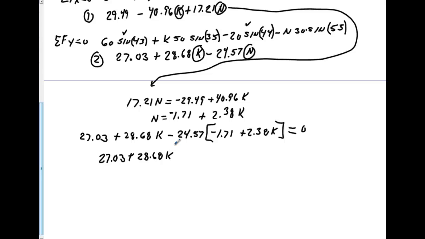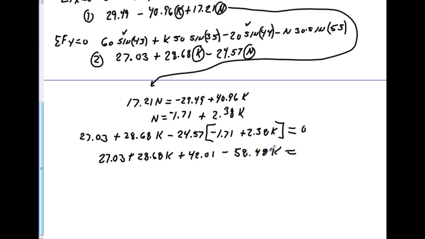24.57 times a minus 1.71 gives me plus 42.01, and then minus 24.57 times 2.38 gives me a value of minus 58.48k. Again, we're going to be off a little bit with rounding, but close enough.